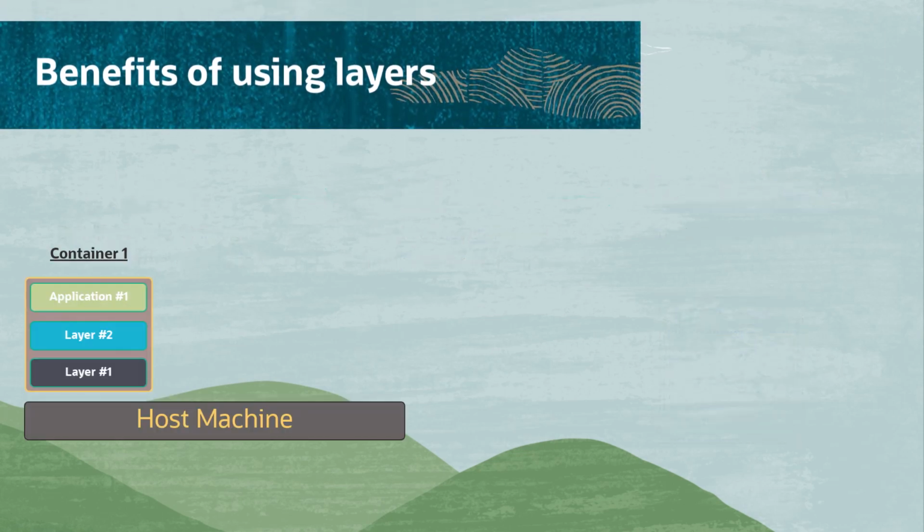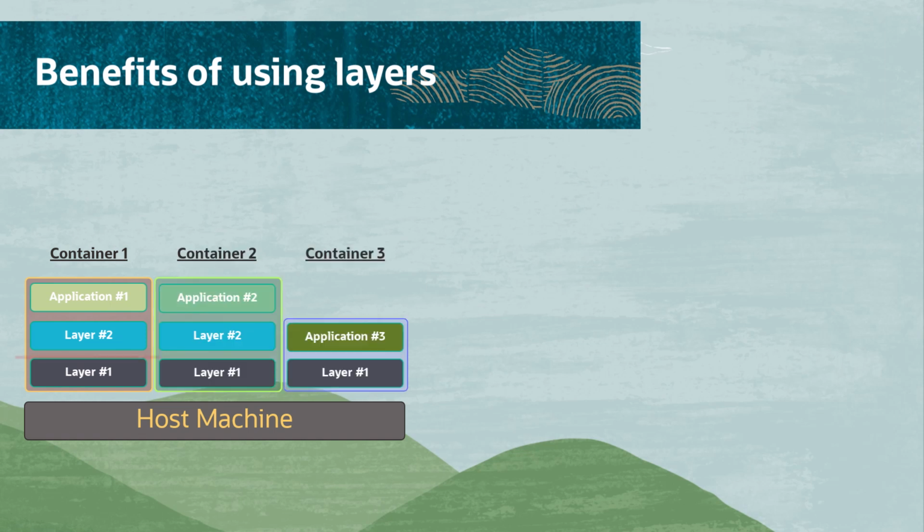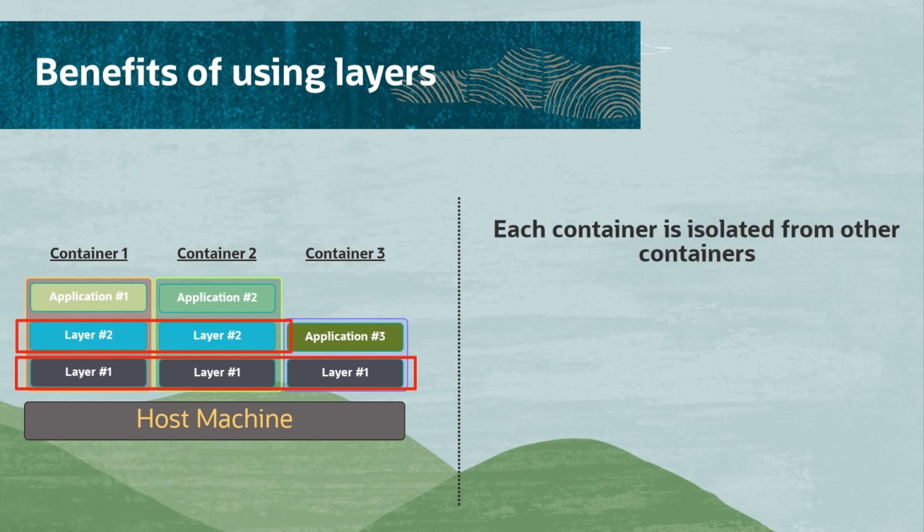Here we see three different deployments. All three containers use the same initial layer. Containers number 1 and 2 use the same second layer. A change in any of these shared layers within a running container does not affect the other running containers because each container process is isolated from the others.